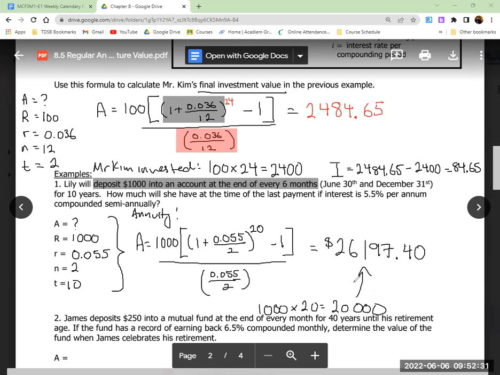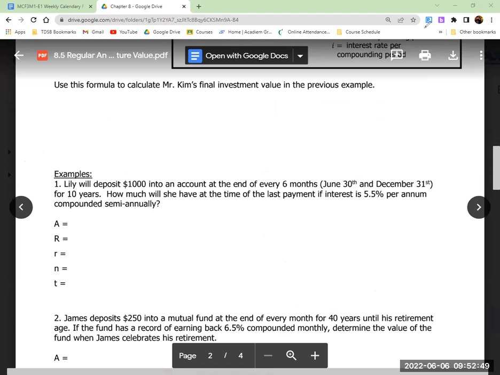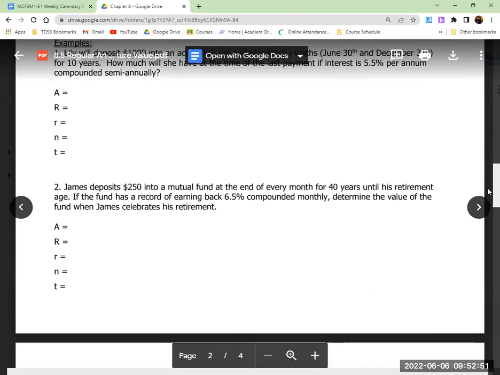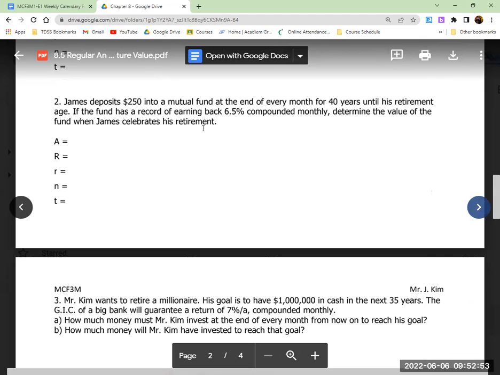It's not a bad deal, especially if you're doing this for the long term. If you're looking for immediate money, it's probably better to go get a job. But if you are putting in a little bit every time, it will grow exponentially. Take a look at this. This is something I recommend everyone do. In fact, let me read this first. James deposits $250 into a mutual fund at the end of every month for 40 years until his retirement age.